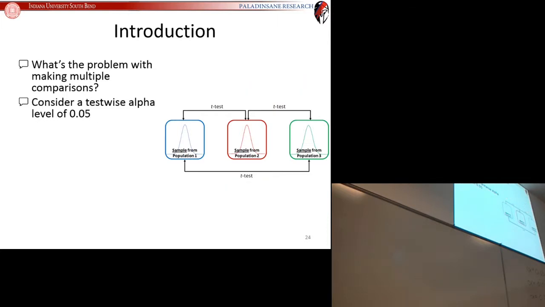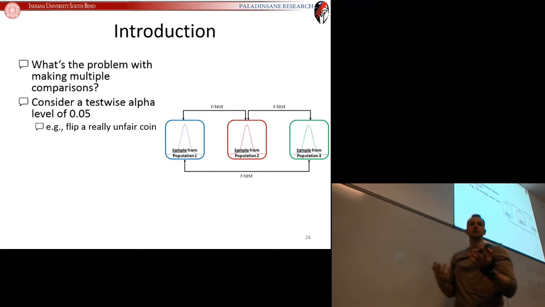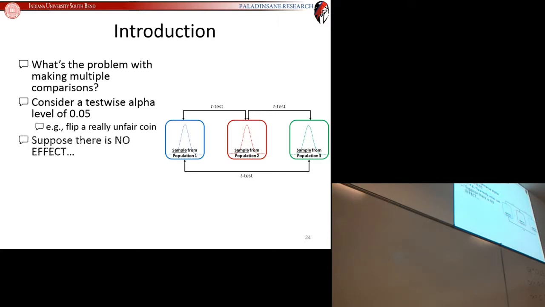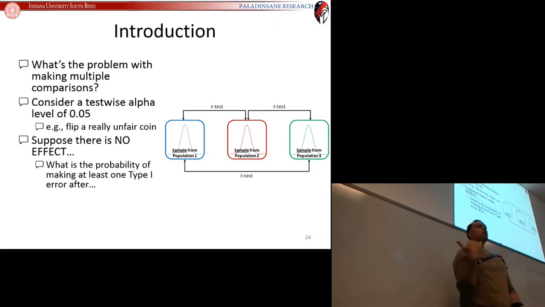Okay, so let's consider a better test-wise alpha level, one that psychologists actually use. Let's take a look at what happens with 0.05. So this would be like flipping a really, really unfair coin, where you get a 95% chance of getting heads and a 5% chance of getting tails. So once again, suppose that there is no effect. Suppose that there is no difference between these populations. What's the probability of making that error, that type 1 error, after one test?